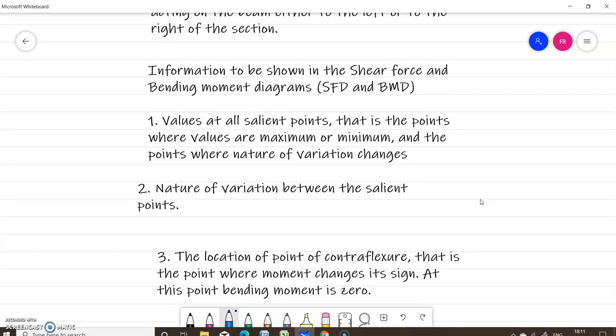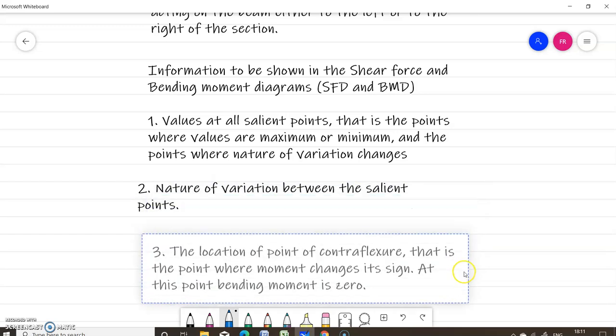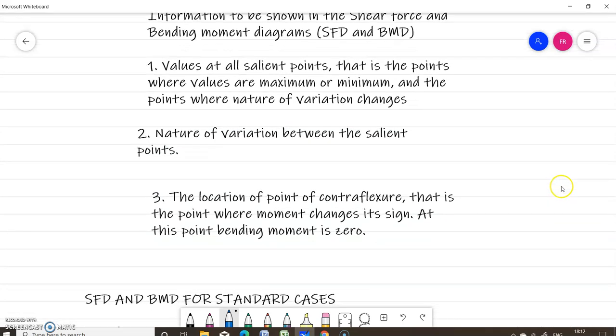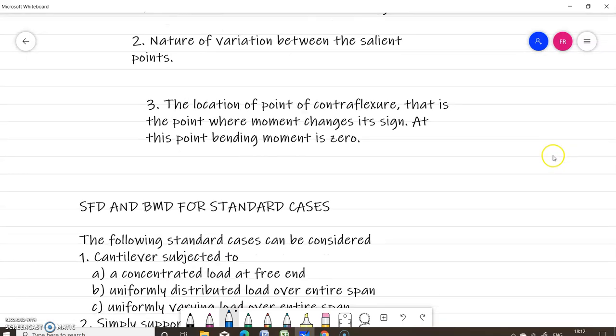Now what is the information that has to be shown in a shear force and bending moment diagram? You have to show all the values at all salient points, that is important points, that is the points where values are maximum or minimum and the points where nature of variation changes. And you have to show what is the nature of variation between the salient points. And you have to show the location of point of contraflexure. What is the meaning of point of contraflexure? That is the point where moment changes its sign. At this point, bending moment is 0.